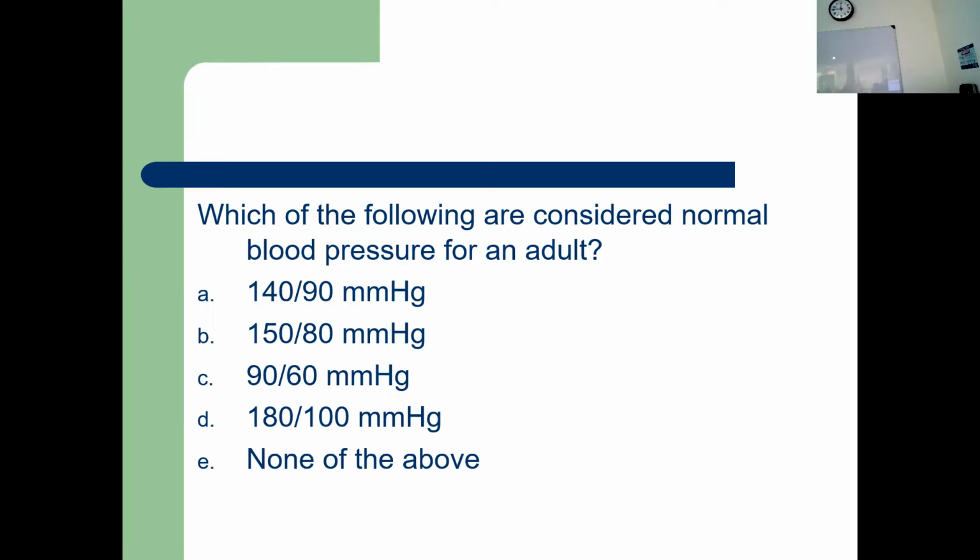So I put less than in front of it. Because if 90/60 and lower is considered hypotension, what if it's 90/60? Is that okay? So sometimes yes, sometimes no. So I'll put it as hypotension.